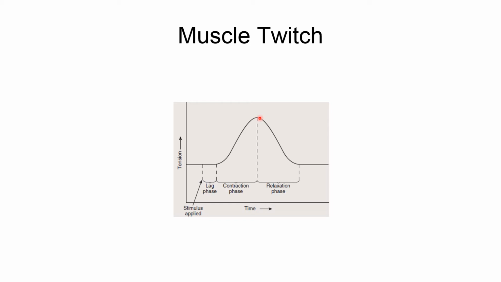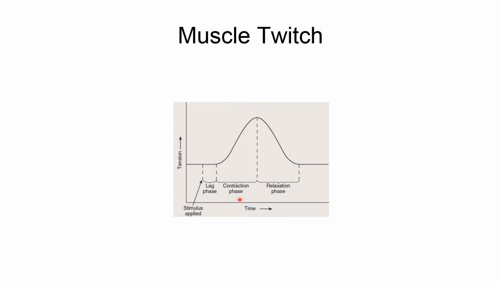Then the cross bridges break from the actin due to the attachment of ATP with the myosin, and the myosin gradually starts to break from actin. Many myosin have now detached from the cross bridges, so there is a decrease in tension, and then there is no tension. So this whole thing is called a muscle twitch.